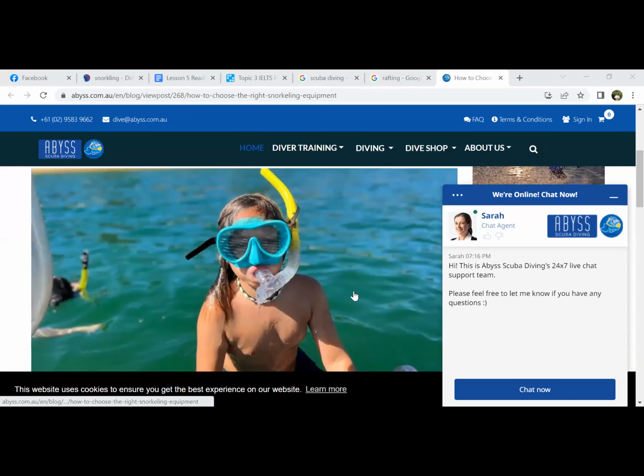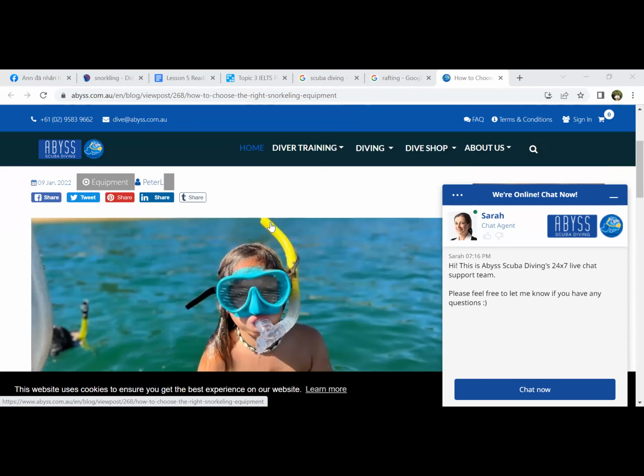And next, let's take a look at snorkeling and what snorkeling is. Here, this is, I don't know, a boy or a girl, but when you go snorkeling, you swim just below the surface of the water. It's not dangerous, and that is why you only need a tube, right? And big glasses.